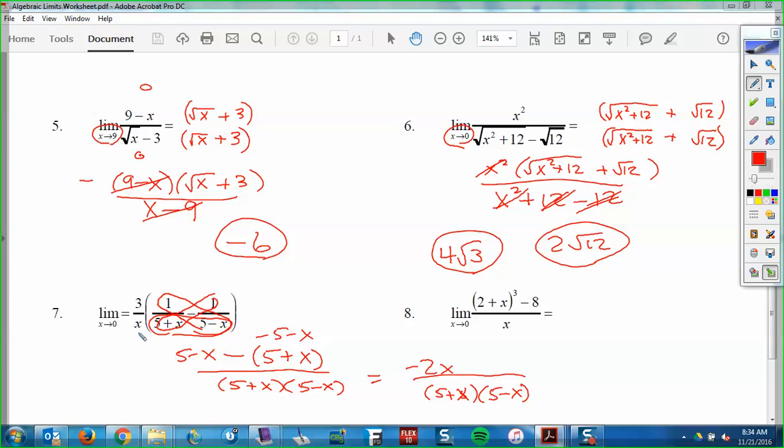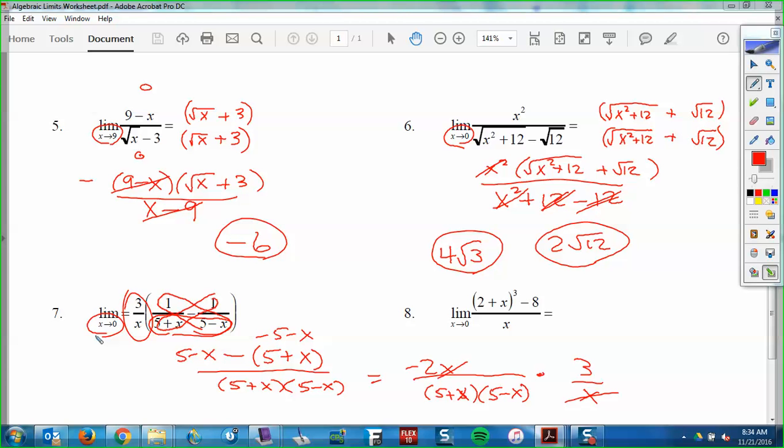And then don't forget, I've got this 3 over x sitting here on the outside. Well, that's the good thing, because those x's are going to cancel. See, that's what I wanted to happen. Those x's are going to cancel. Now I can put my 0. By the way, I didn't multiply this one out, did I?